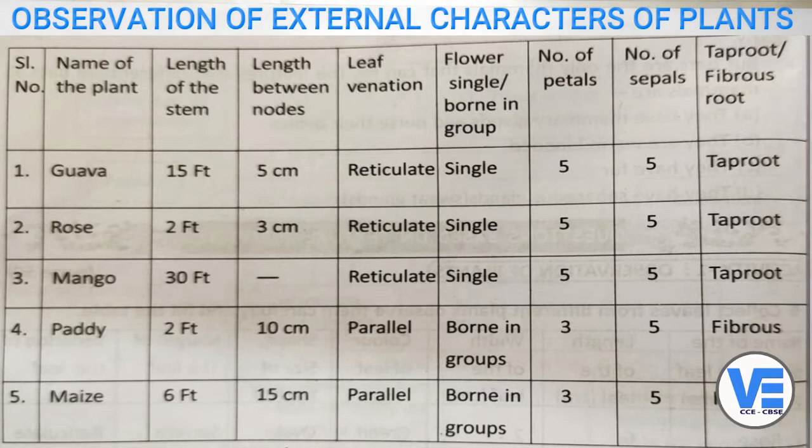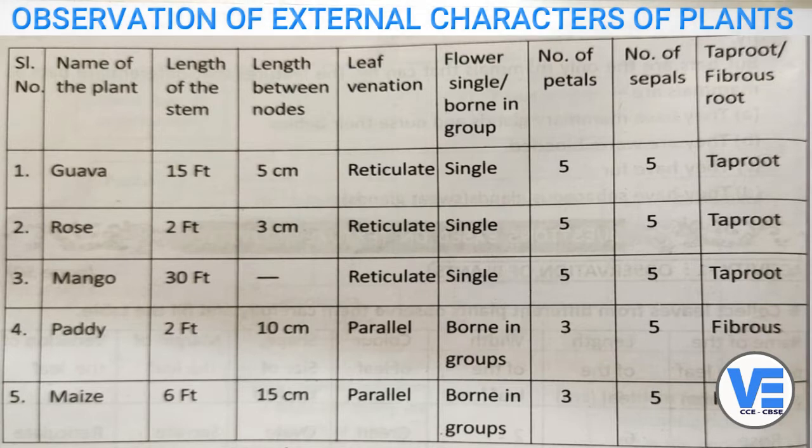And number of petals, if you see here, the first three, that is guava, rose and mango, have 5 petals each, whereas paddy and maize do not. One thing I just want to make clear to you: 5 petals here doesn't mean it has only 5 petals. One particular round will have the 5 petals, right? So these are called 5 petal flowers, and then there will be 3 petal flowers. So if you check the flowers, there will be 5 petal flowers and 3 petal flowers.